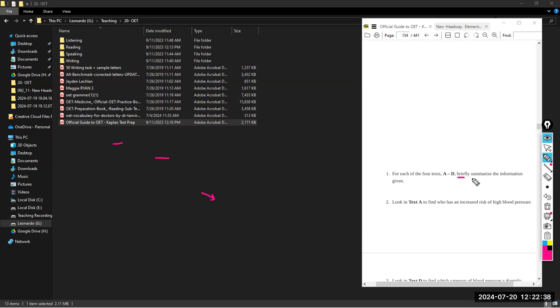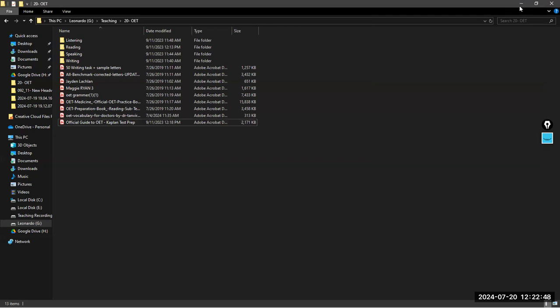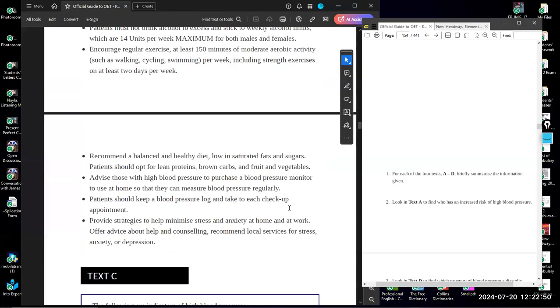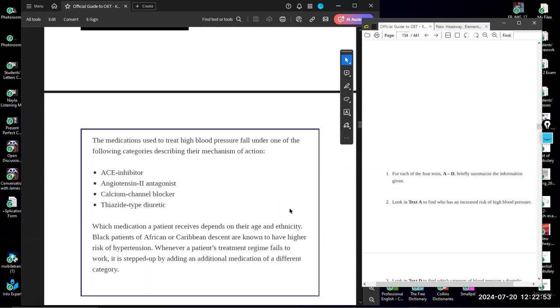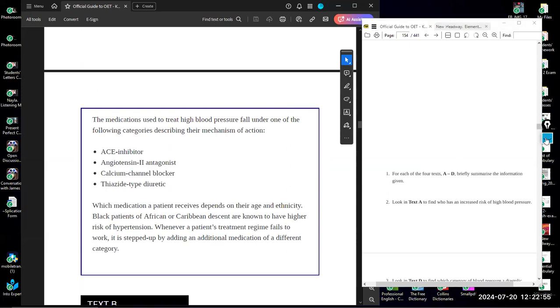Okay, now for each of the four texts, let's try to briefly summarize the information. Let's do that, Joel, text by text, one by one. Now let's start with A. Let me go up to text A. And now try to summarize briefly the information given in text A. If you have a piece of paper, please write your answer down.